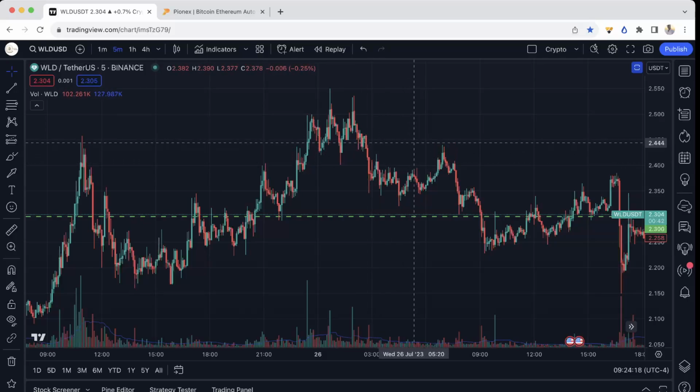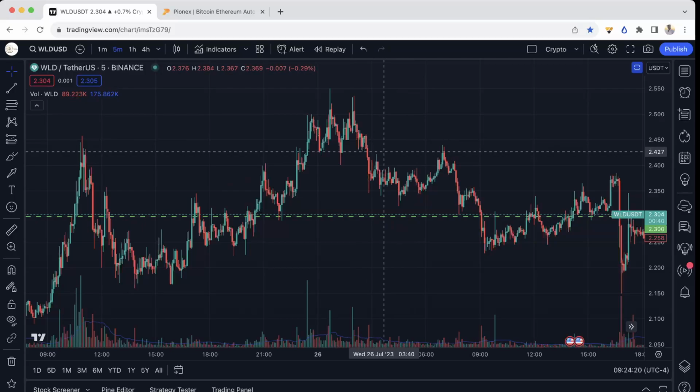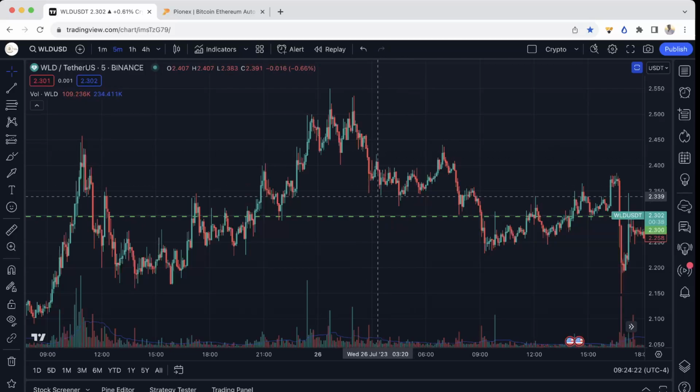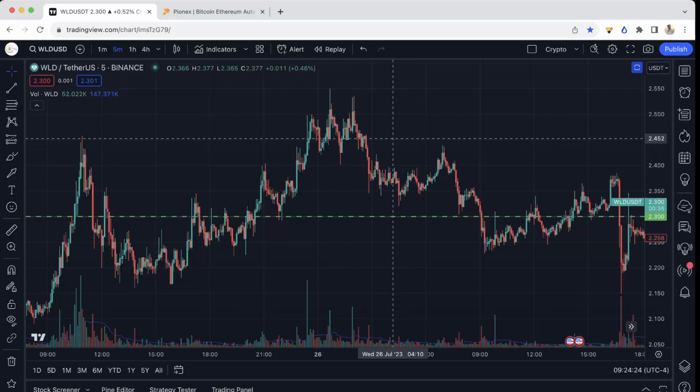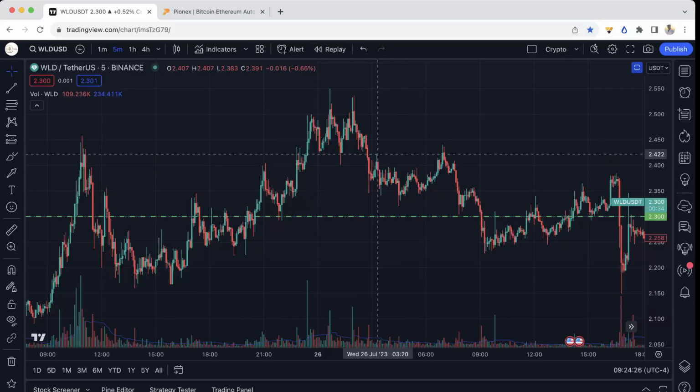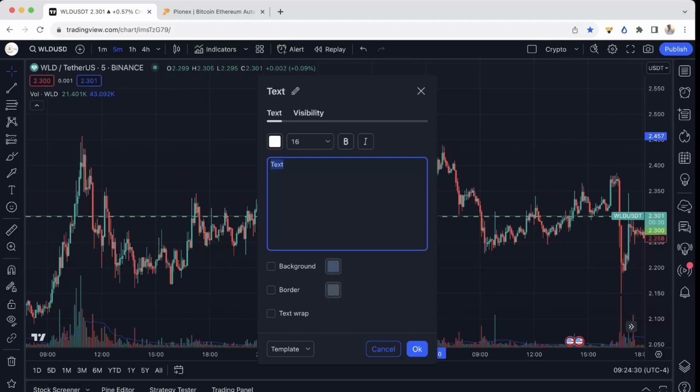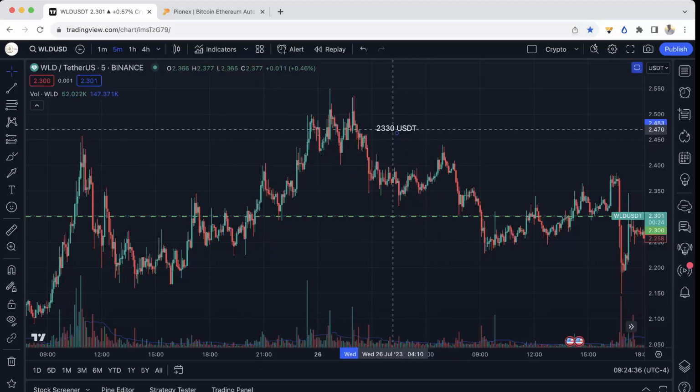So let's say from this that you made, on your 1,000 WLD, an extra 20 bucks. So it sold off at 2.3, and then it made you another 20 bucks. So now what do we have? Well, we have probably about 23.30, I would say, USDT. Now, what do we do with USDT?